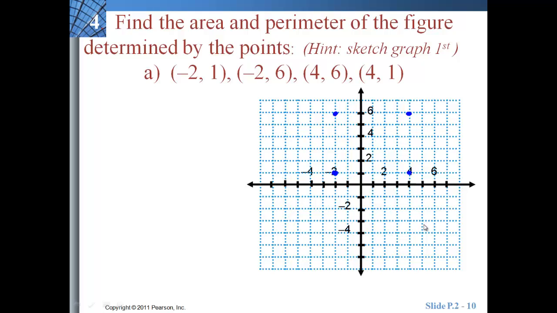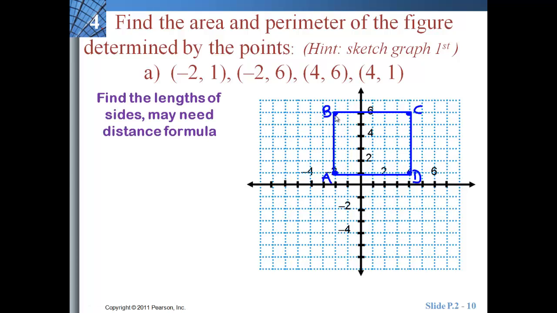When we connect them, we'll say this is A. We're going to label them just to keep things straight. When we connect them, we get a square, or a rectangle, it's probably a rectangle. And we can actually just count how long the sides are, 1, 2, 3, 4, 5 from A to B. And if we get like a parallelogram or something, we may need to use the distance formula. But in this case, we got a nice clean rectangle.